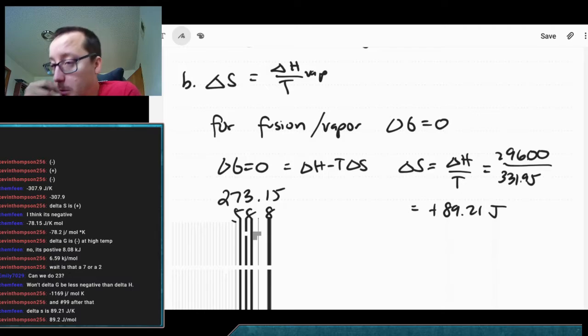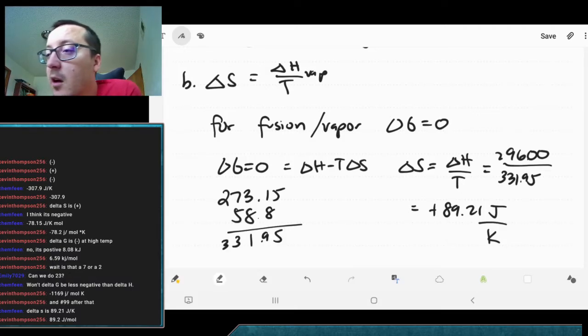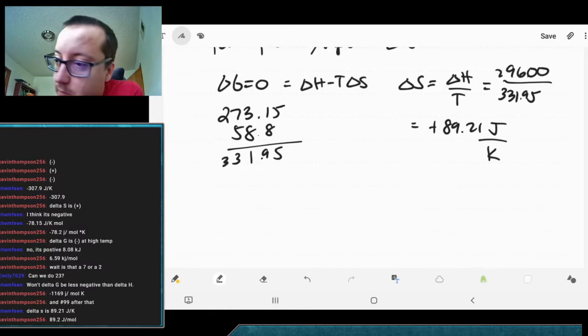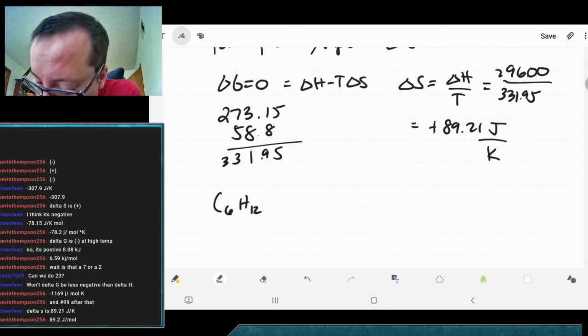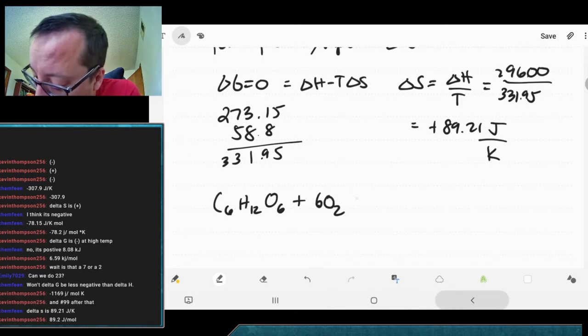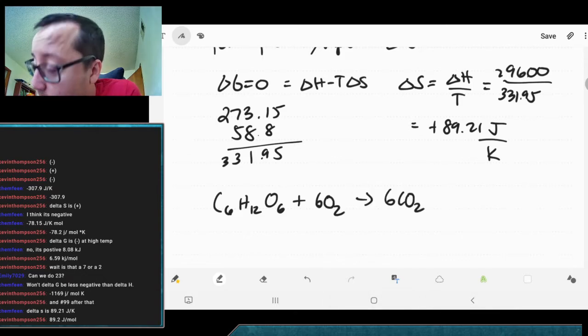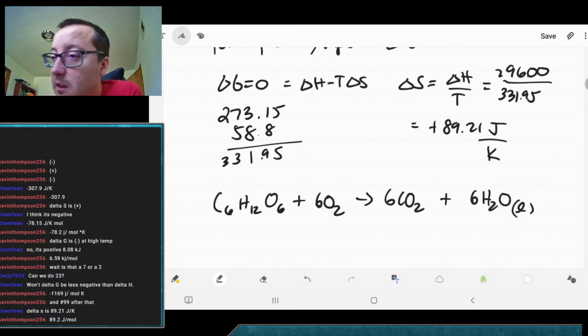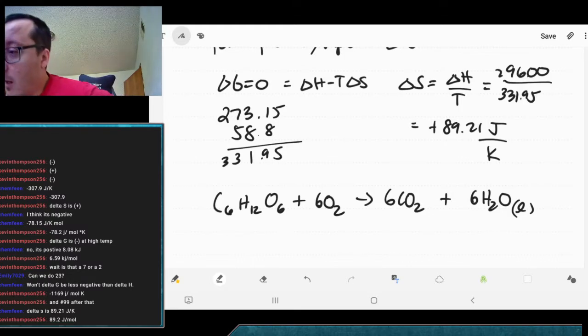So if we look at these, let's kind of write out these equations. So we've got glucose aerobically combusting, turning into 6 CO2 plus 6 waters. So let's go ahead and do part A first. If we look at part A, it's asking us to compare the equilibrium constants.